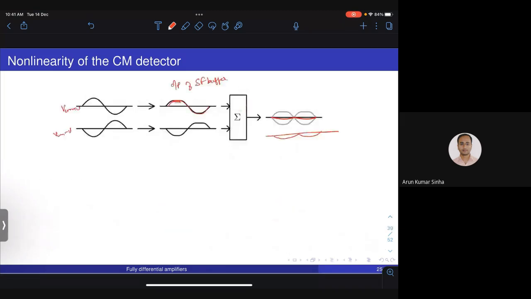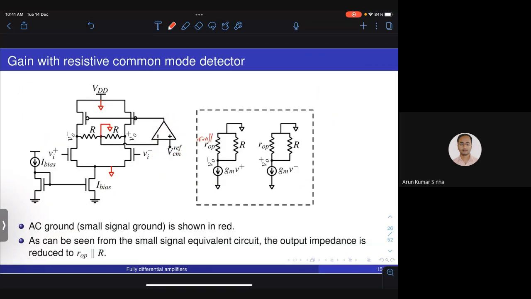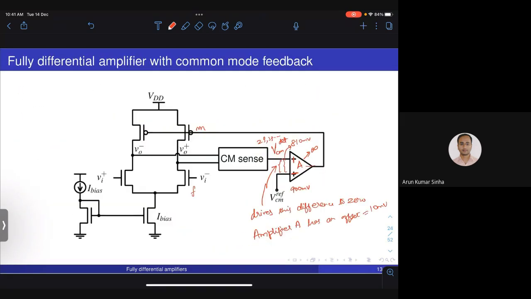What I'm trying to say is like this. Let me go back to this amplifier again. What we are saying is there are two things. Let me take the simpler case in which, let's say, the common mode detector is linear. There is no non-linearity from the common mode sensor, but this amplifier A is non-linear.